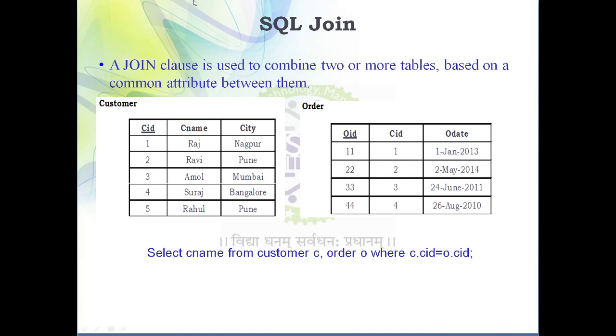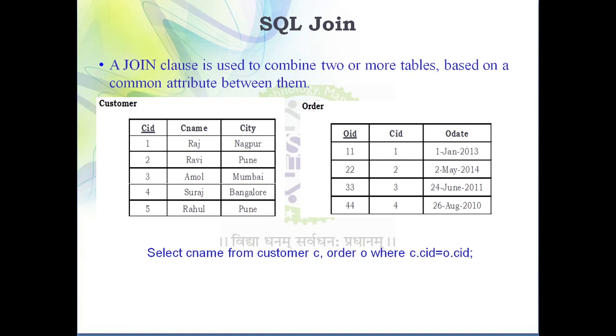Suppose in this particular slide you can observe there are two tables. One is a customer table and the second one is an order table. The customer table displays customer related information such as customer ID, customer name and the city, whereas the order table represents the order information such as order ID, then customer ID. This customer ID represents which customer has placed the order, and the date on which the order was placed by a particular customer. So I have these two tables.